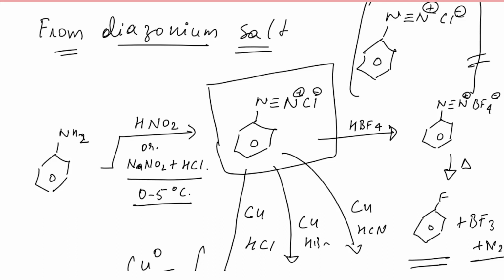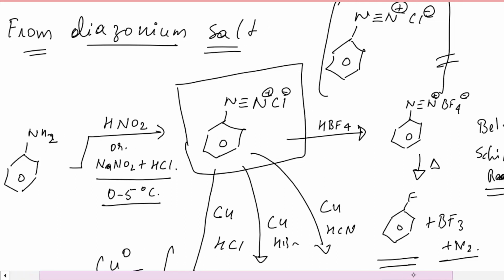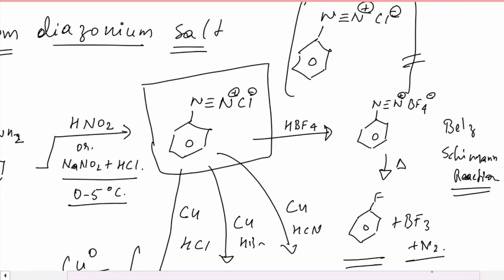For example, if benzene diazonium chloride is reacted with HBF4, then it yields benzene diazonium tetrafluoroborate. So this is also one of the diazonium salts. If we heat this diazonium salt, it yields fluorobenzene along with BF3, and nitrogen gas is formed here.